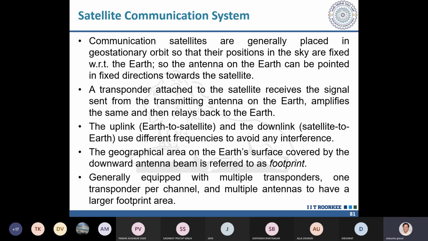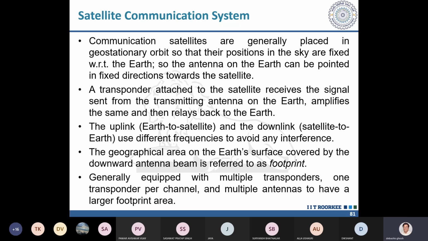In the satellite, we have a transponder. What is that transponder? It is basically a relay, which receives the signal from the Earth and relays it back to the Earth. So it is somewhat like a reflector, you can say. Then there is the uplink, that is Earth to satellite, and the downlink, satellite to Earth. Obviously, that link is a wireless link, not a wired link.